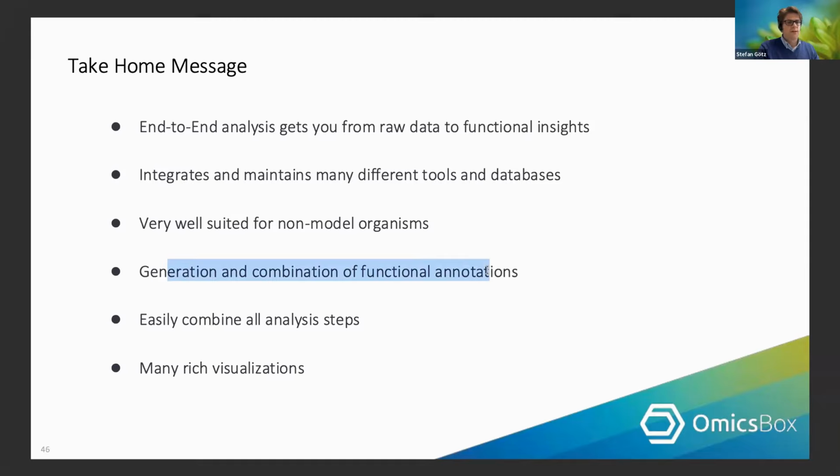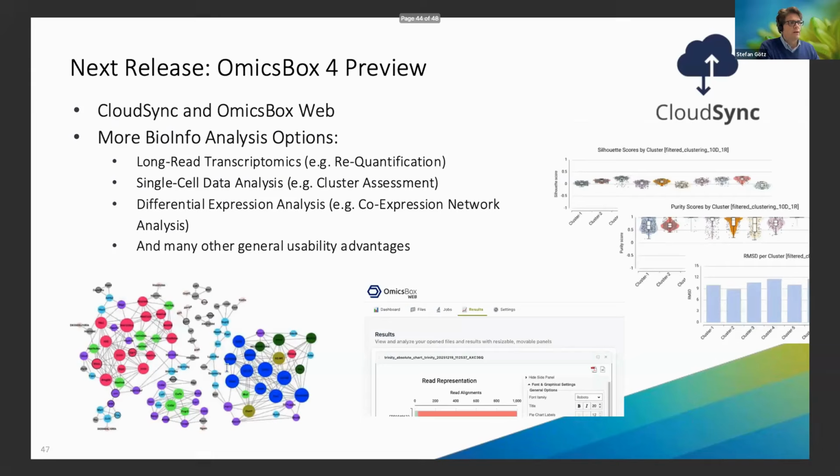OmicsBox is great for the generation and combination of different functional annotations and able to actually map it back to your expression data and then put it onto pathways all together in this combined approach, which is kind of cool, I think. And then OmicsBox allows you to easily combine everything because you have this downstream side panel analysis option. So you just click from a pairwise into a Fisher or from an annotation into a pathway analysis, those kinds of things. And then I hope I convinced you by showing all the rich visualizations. This is something we definitely offer and have.